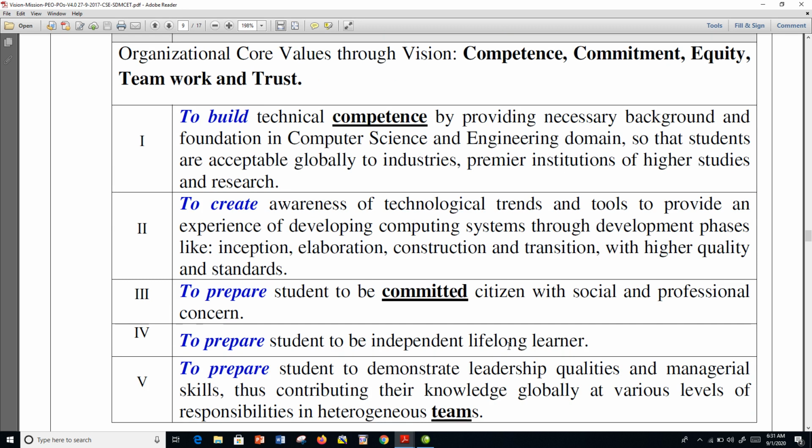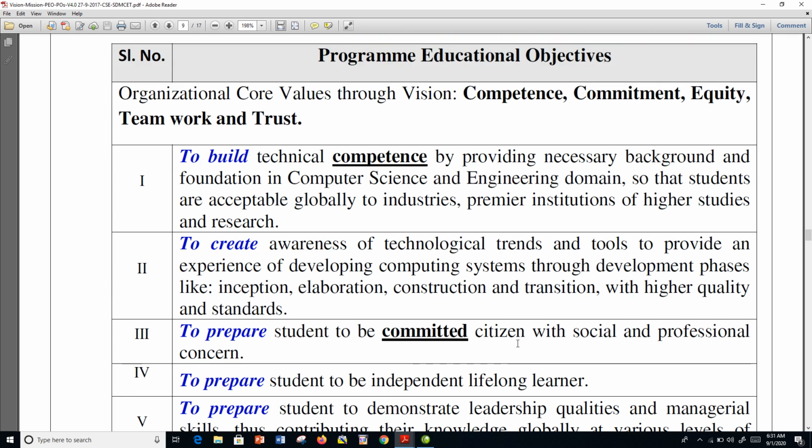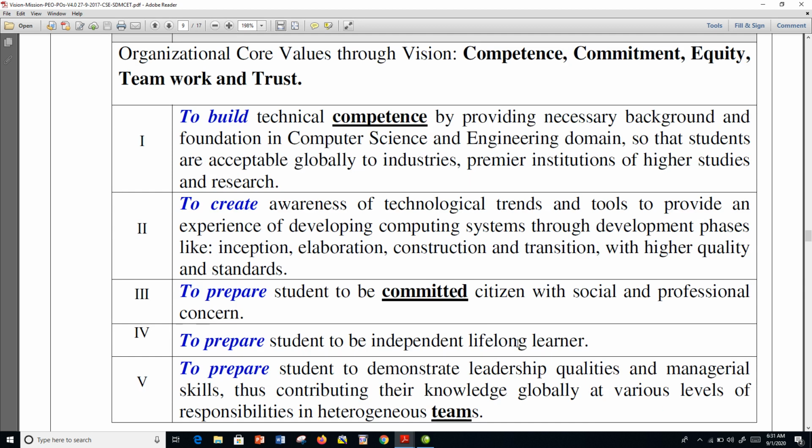Simply sitting in the class and learning only when a teacher covers something, that's not a good attitude of any learner, right? And working in a team is a very important thing, right? Don't say that I don't like these people, I like these people. No. Try to work in a heterogeneous team and contribute in a team. That is one very important aspect required in the industry. And all these things we call program educational objectives.